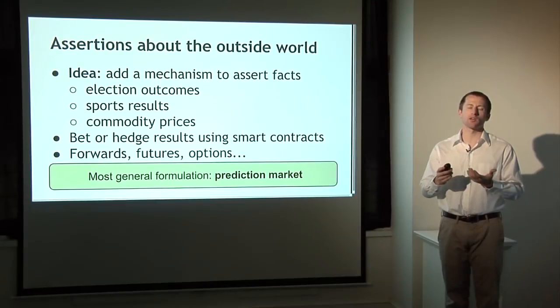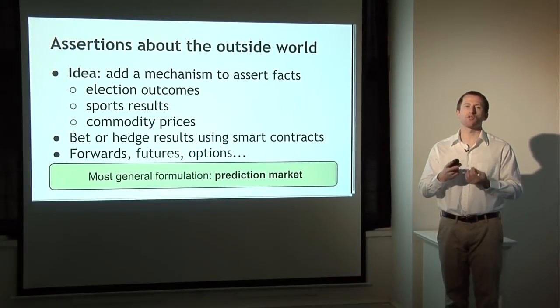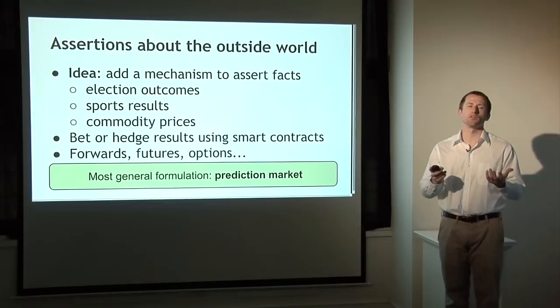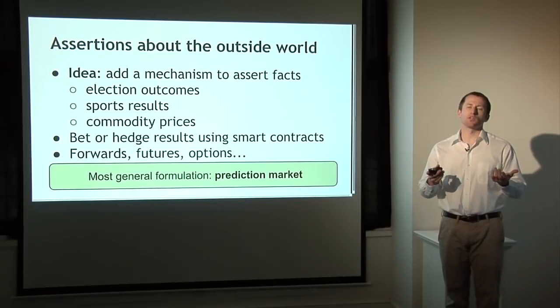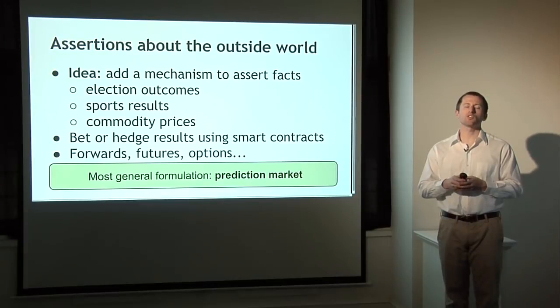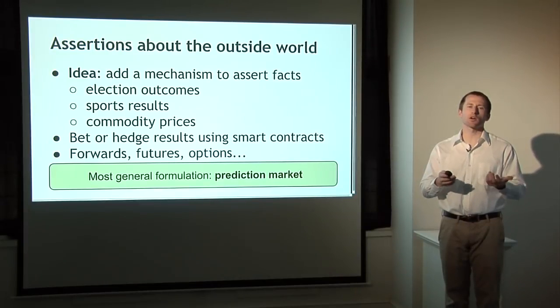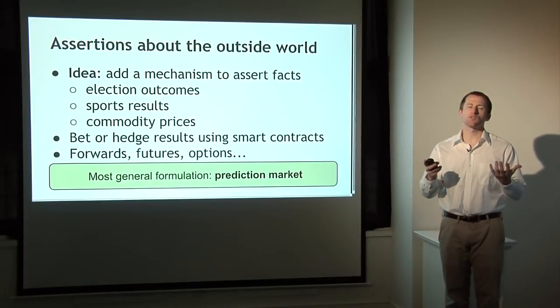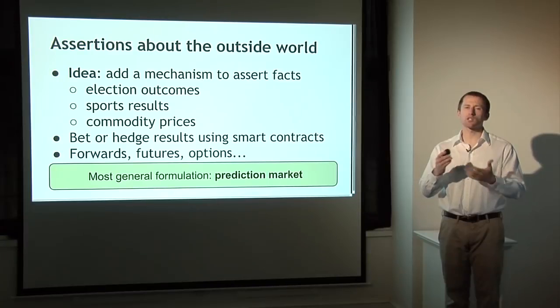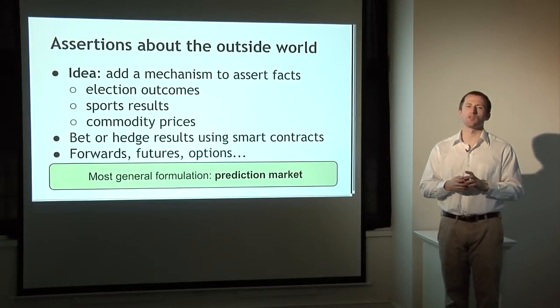You could bet on the future price of commodities, on who's going to win a sports match. You could hedge, and you could derive all of the things like forwards and futures that financial markets are built to buy and sell and trade. So wouldn't it be great if we could do all of this in the range of Bitcoin? Basically every variety of betting on the future. And the most general formulation of this is called a prediction market, and we'll be talking about how to build a prediction market in Bitcoin, since if you can build a prediction market, you can essentially build almost any other financial derivative that you'd be interested in.